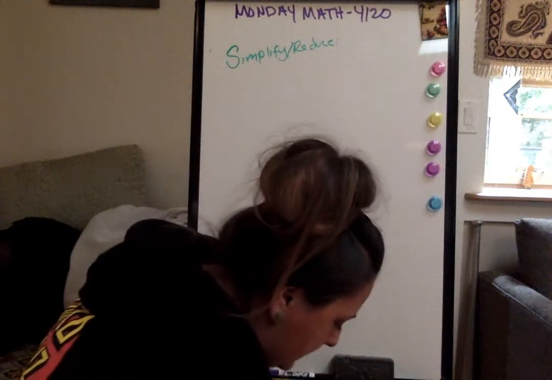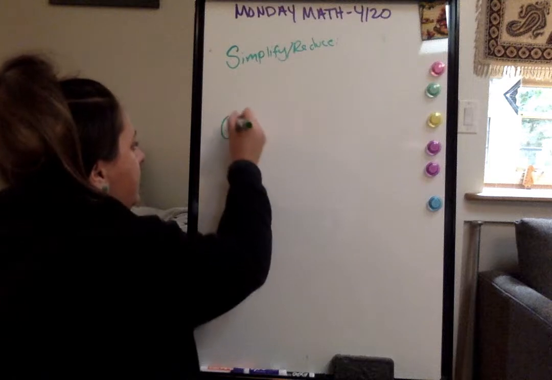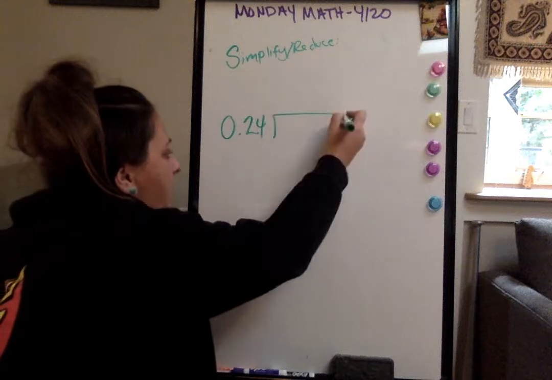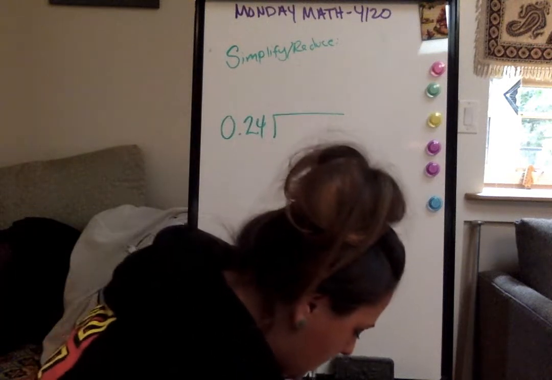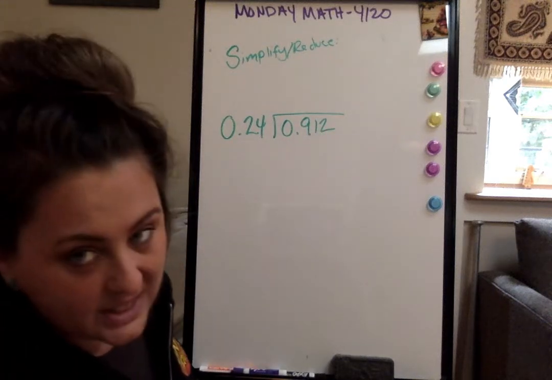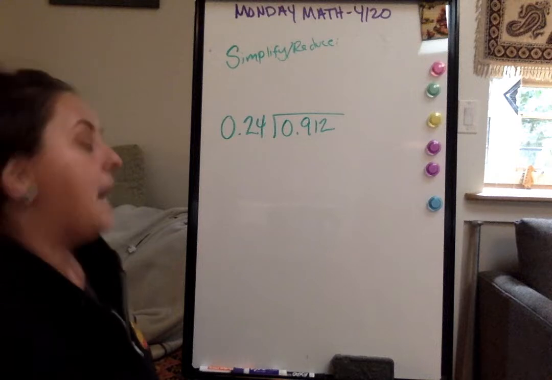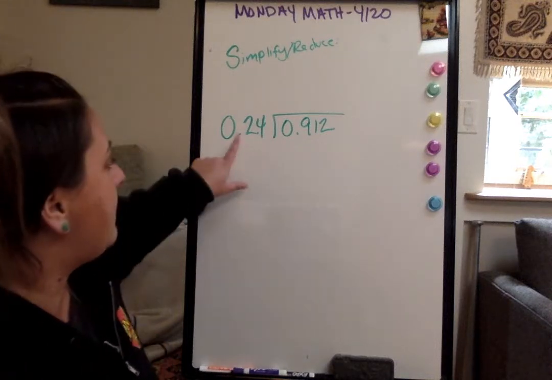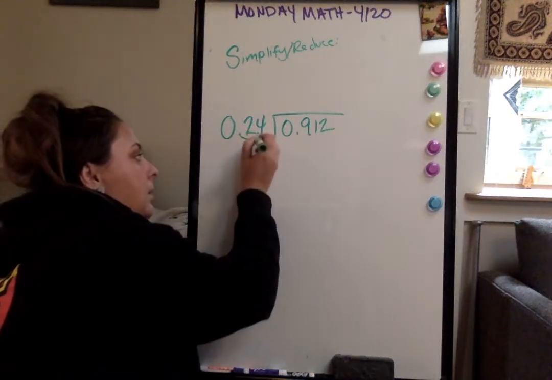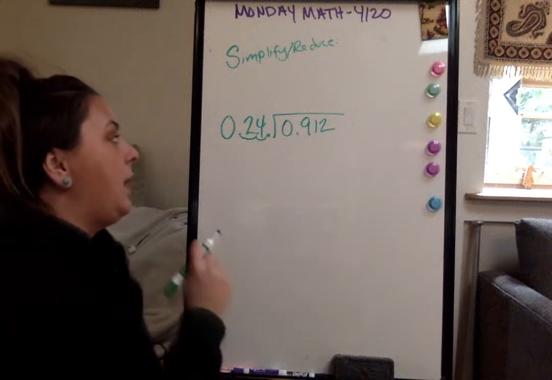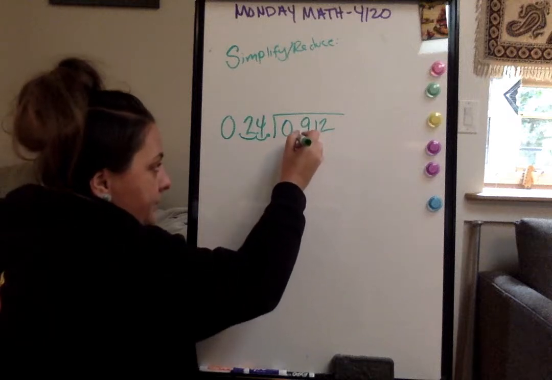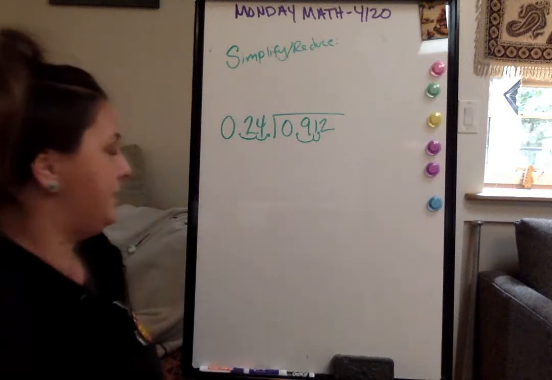So we've got our divisor is 24 hundredths, and we're going to divide that into 912 thousandths. Now, the most important part about this is that you can never have a decimal in your divisor. So you need to make it a whole number. And whatever you do to the outside, you do to the inside. So if I move 2 places here, I'm going to move 2 places there.